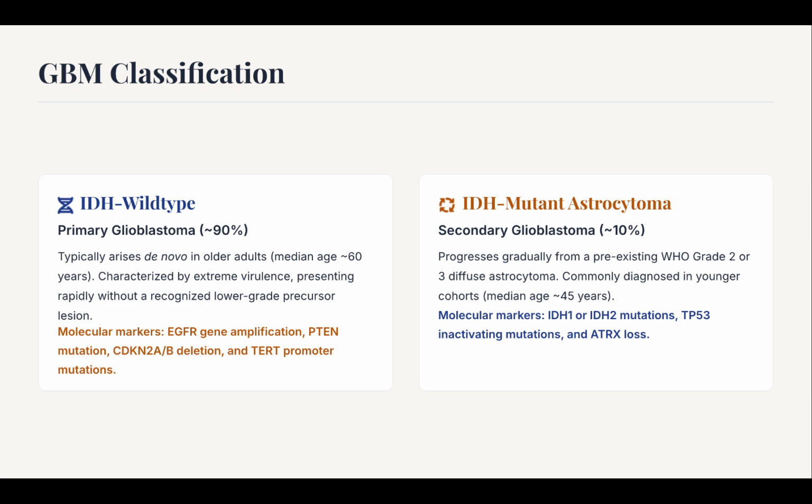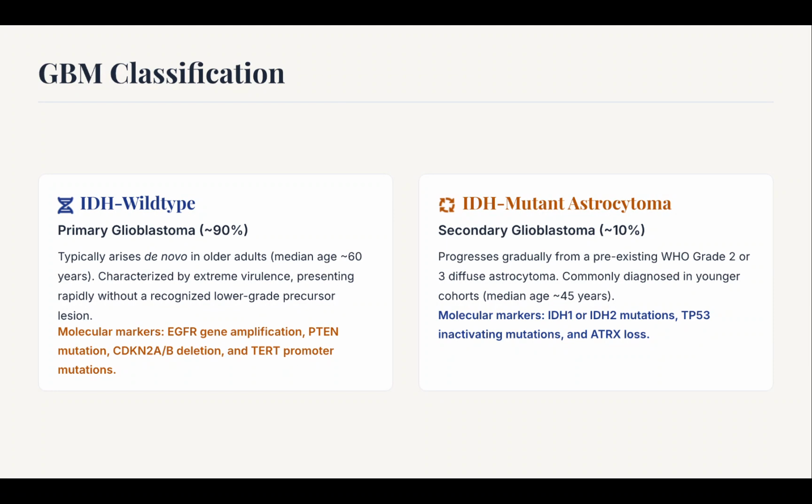Classification of glioblastoma. Glioblastoma is broadly classified into IDH wild type and IDH mutant astrocytoma. IDH means isocitrate dehydrogenase. IDH wild type glioblastoma is also called primary glioblastoma. Next, IDH mutant astrocytoma is also called secondary glioblastoma. Primary glioblastoma comprises 90% of the cases of glioblastoma, and secondary glioblastoma comprises 10% of the total cases of glioblastoma.